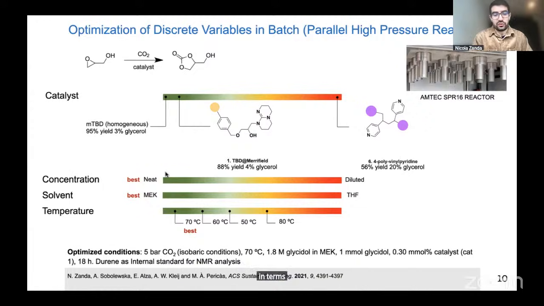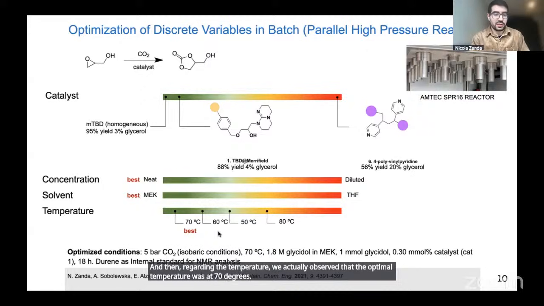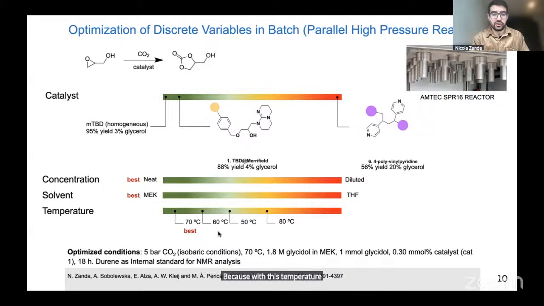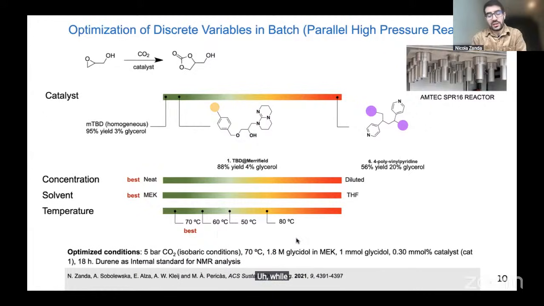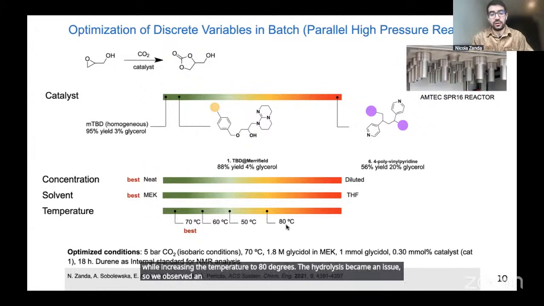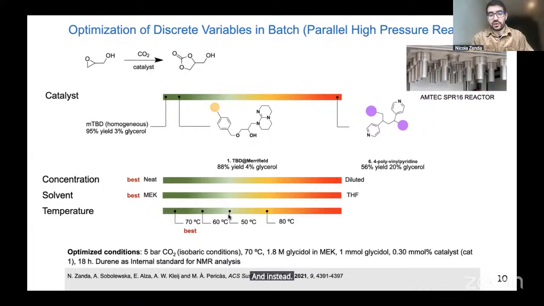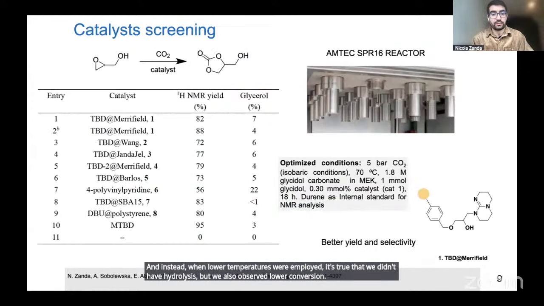In terms of concentration, these reactions are known to perform the best neat, but also methyl ketone was a good solvent for them. And then regarding the temperature, we actually observed that the optimal temperature was 70 degrees, because with this temperature, we could achieve high conversion and low degree of hydrolysis, while increasing the temperature to 80 degrees, the hydrolysis became an issue. So we observed an increased amount of glycerol. And instead, when lower temperatures were employed, it's true that we didn't have hydrolysis, but we also observed lower conversion.